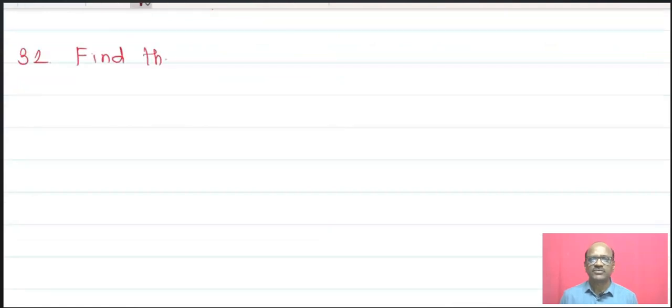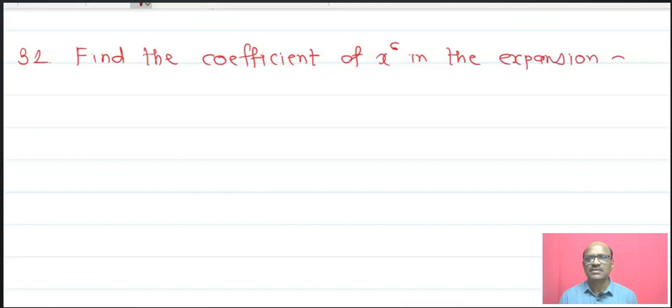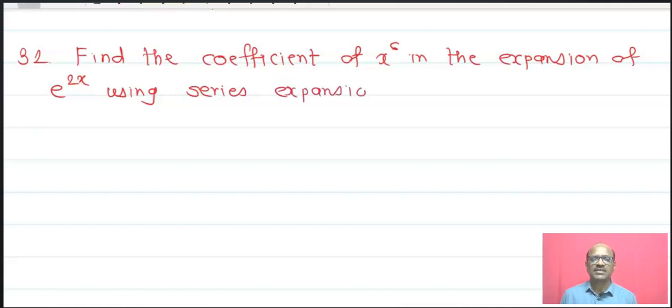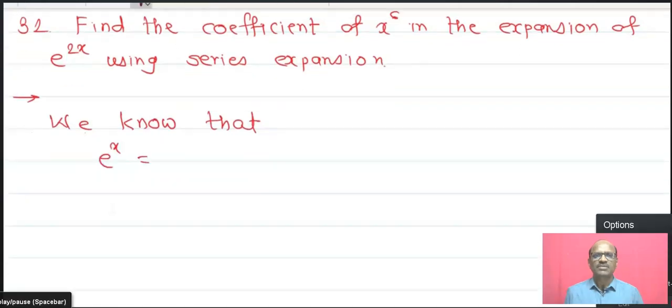Next is question number 32. Find the coefficient of x^6 in the expansion of e^(2x) using the series expansion. Now let us start.